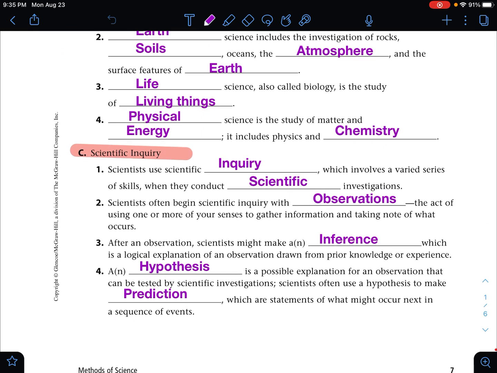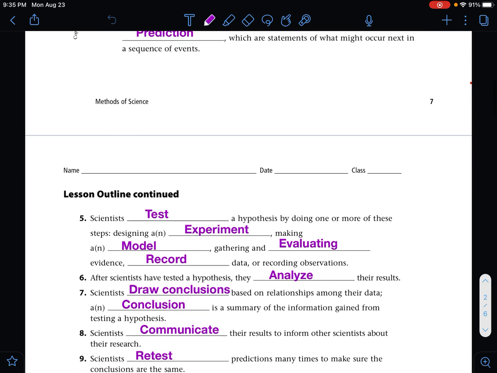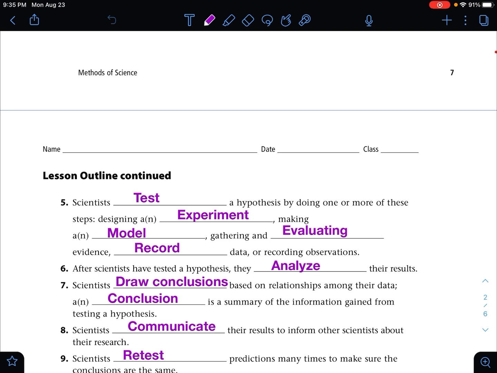All right. A hypothesis is a possible explanation for an observation that can be tested by scientific investigations. Scientists often use a hypothesis to make predictions, which are statements of what might occur next in a sequence of events. Scientists test a hypothesis by doing one or more of these steps: they design an experiment, make a model, gather and evaluate evidence, record data, and record observations.